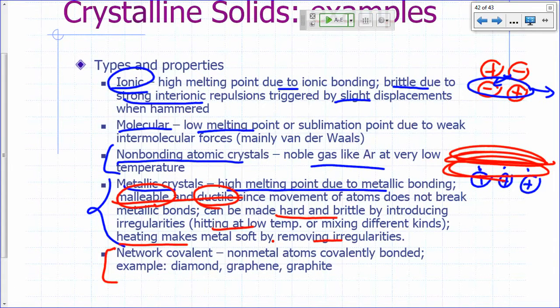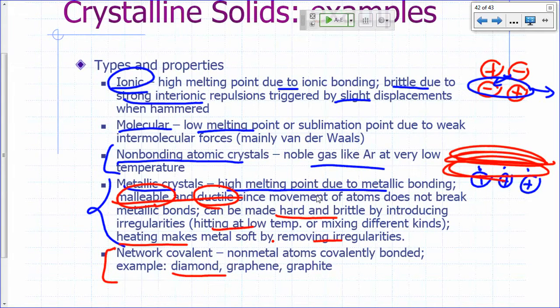You can also have what are known as network covalent crystals. These are crystals that are formed by atoms that form covalent bonds. Examples of these, the most common ones, would be diamond, graphene, and graphite.